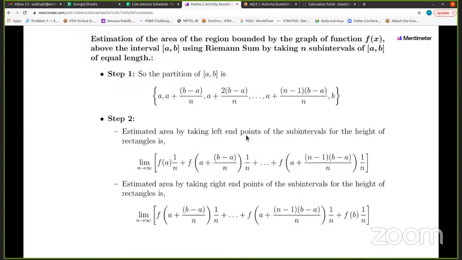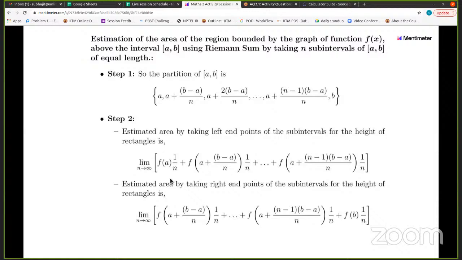Suppose we are taking the left endpoint. Left endpoint means we start with x naught, x1, and finish at x n minus 1. We take f(a) to be the length, so f(a) will be the height at the left, and 1 by n will be the breadth. So the area of the rectangle will be f(a) into 1 by n.